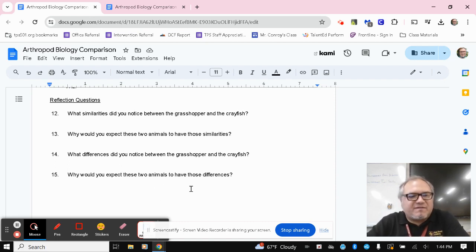So again, pretty straightforward, it just helps us to get into the functions of those jointed appendages, which are one of the features of Arthropoda. So this will be a good chance for you to compare two examples from this group.